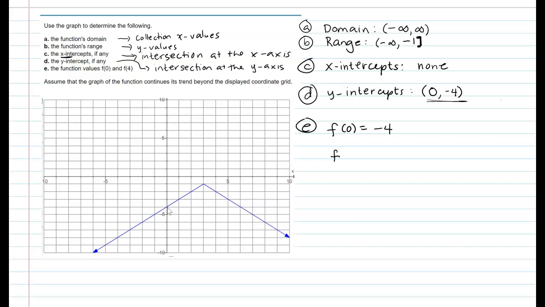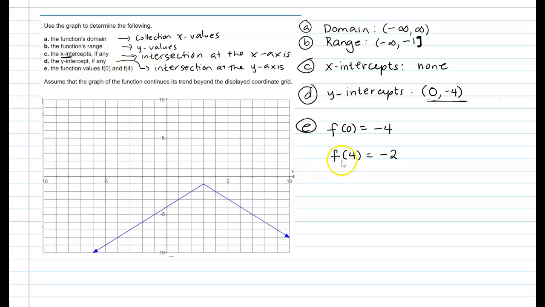And then next, we want f at 4. So that means we want to know the y value when x is equal to 4. So it's 1, 2, 3, 4. So this is 4. Go to the function. This is the point here on the function, and then get the y value, and that's -2.